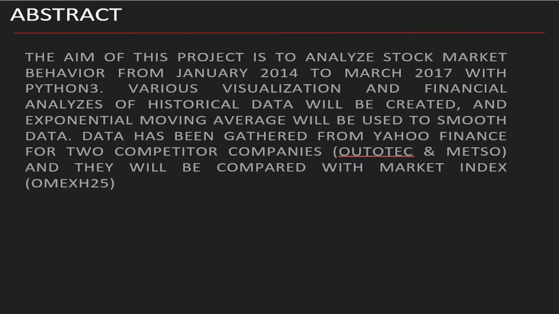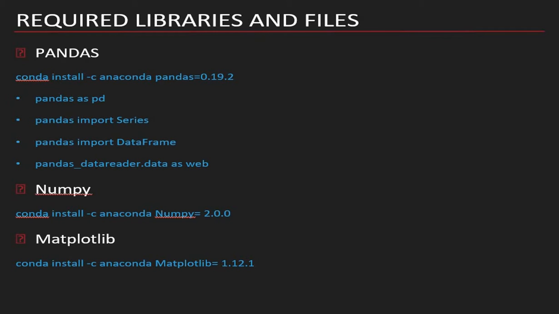The aim of this project is analyzing the stock market behavior with Python. I will use various visualization and financial analysis of historical data. I also show how to use moving average to smooth the data. Here are all the libraries that I've used to complete this project: Pandas, NumPy, and Matplotlib. If you are interested to see all the code closely, please check this link.